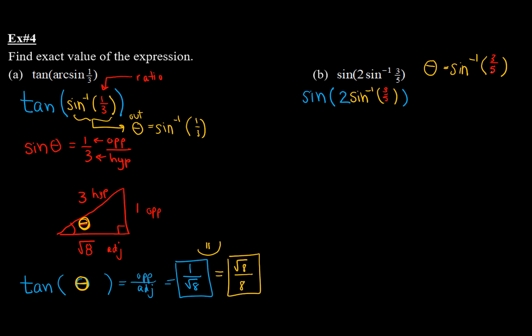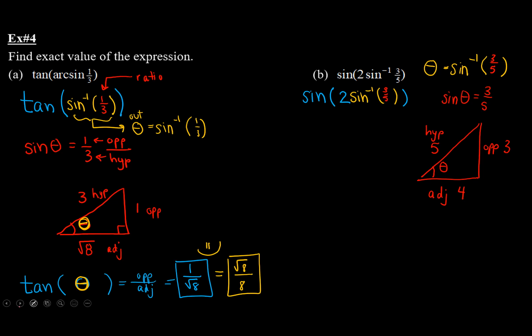Once again, this means that the sine of that theta is equal to 3/5. So if I were to draw a reference triangle, my opposite side would be 3, and my hypotenuse side would be 5. And I can say 25 minus 9, which is 16, take the square root of that, and so I find my adjacent side is equal to 4.